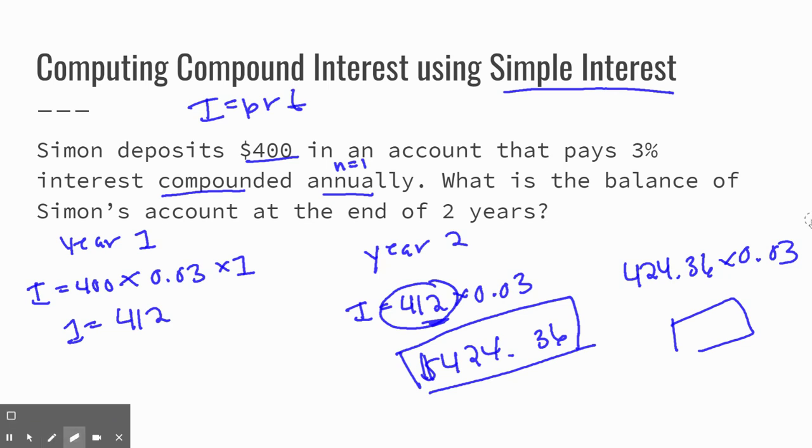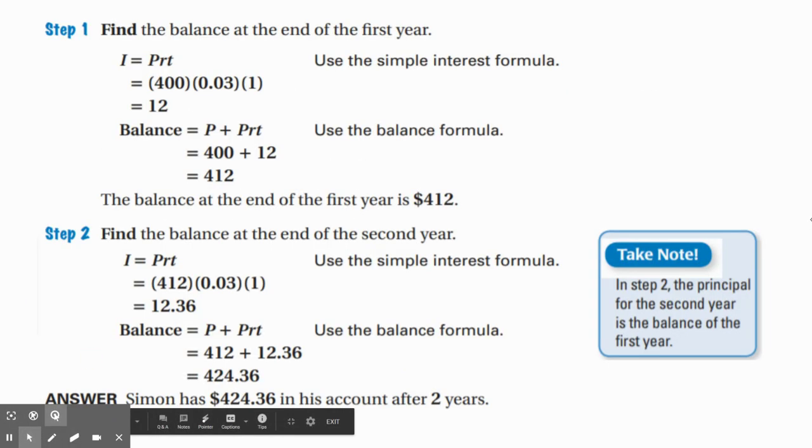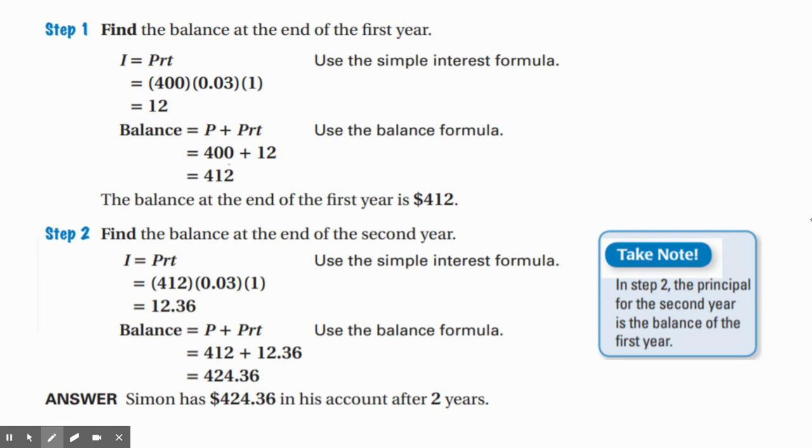Okay, so I did write this all out for you guys to see, nice and neat. So this is how it works, right? Year 1, you find that $12, so this is your balance at the end of year 1, and then year 2, that becomes your principal. You add it together, so at the end of the 2 years, you have $424 in your account. Okay, this is important, right? In step 2, the principal for the second year is the balance of the first year. So it's that principal plus your interest. Okay, and so your interest accumulates interest. Everyone okay with this?